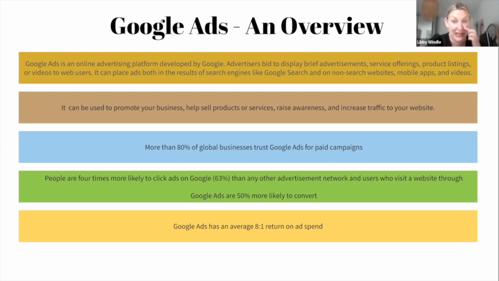So I think it can reach 92% of the internet. So it's pretty all-encompassing, but don't let that intimidate you. It just means that your niche audience is on Google, so we can reach them. It can be used to promote your business, help sell your products or services, raise awareness, and increase traffic to your website. These are just stats that I've pulled out from various blogs and intel, but I also find this replicated in my own client work.